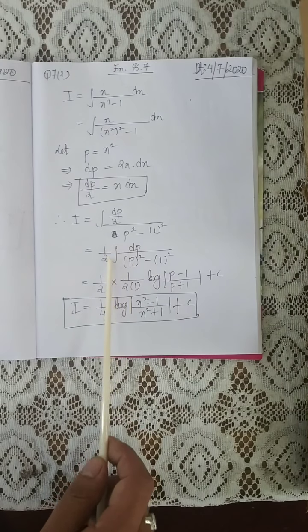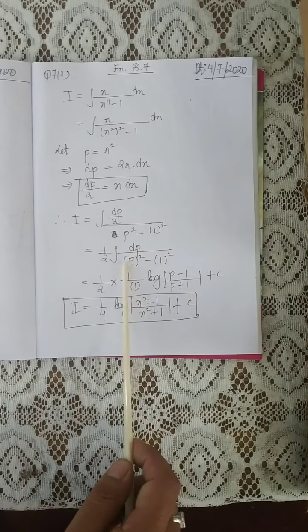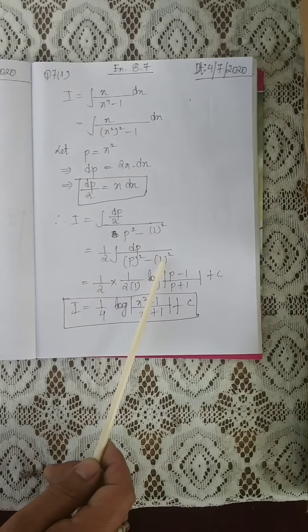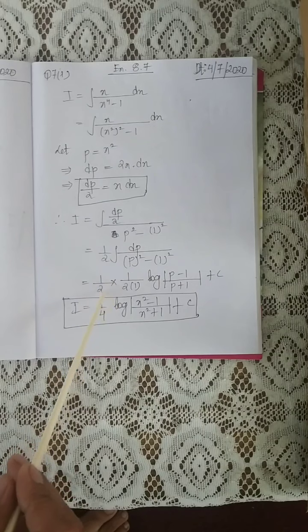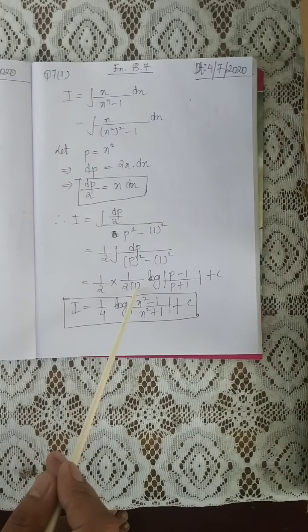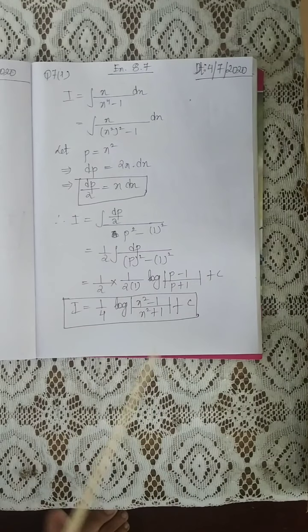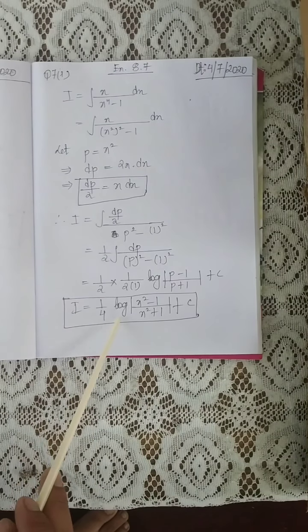Now if you look at this integral, integration dp divided by p square minus 1 square, it is one of the standard integrals. In fact, it is the first standard integral. The formula goes as 1 by 2a log of x minus a divided by x plus a, right? What is the value for a? 1. So 1 by 2 is already there, into 1 by 2a, the value is 1, log modulus p minus 1 divided by p plus 1. Finally we need to put the value for p, which is x square. So the final answer will be 1 by 4 log modulus x square minus 1 divided by x square plus 1 plus c. So pause the video and note it.